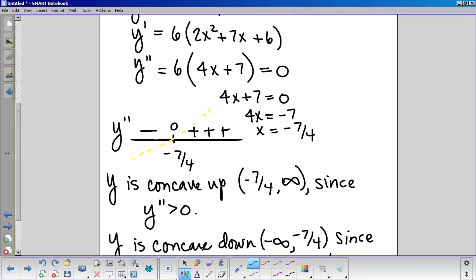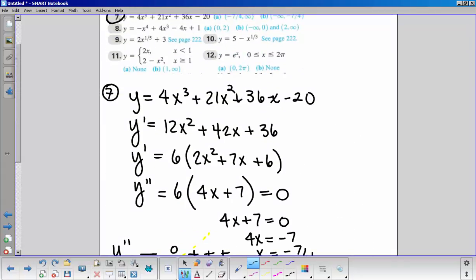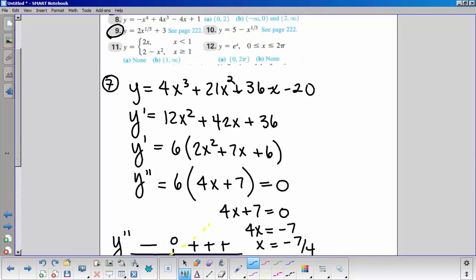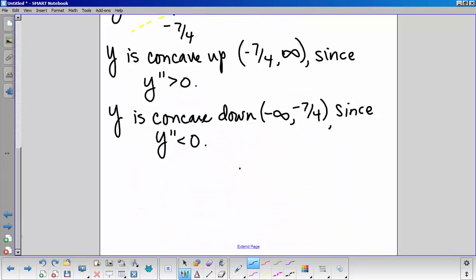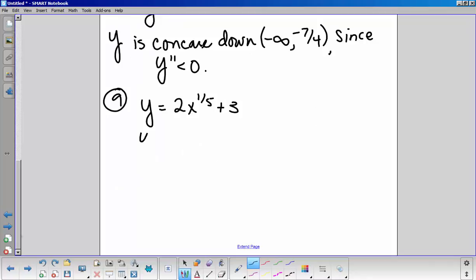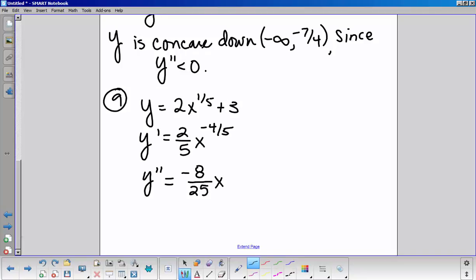All right, so number 9. 2x to the 1/5 plus 3. You're going to remember that, right? y equals 2x to the 1/5 plus 3. It was plus 3, right? Yes. y prime is 2/5 x to the negative 4/5. y double prime is negative 8 over 25 x to the negative 9/5.